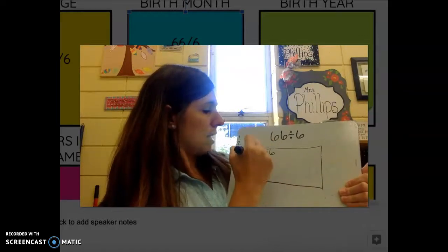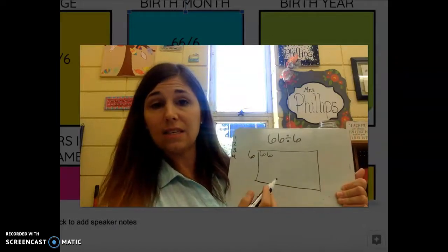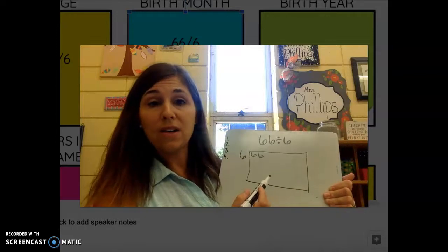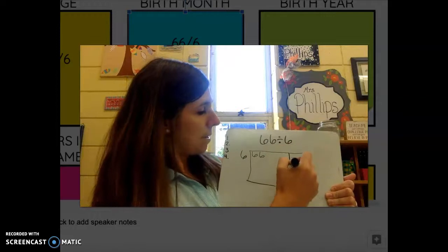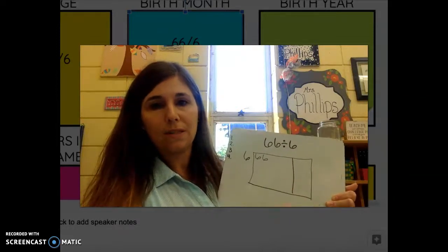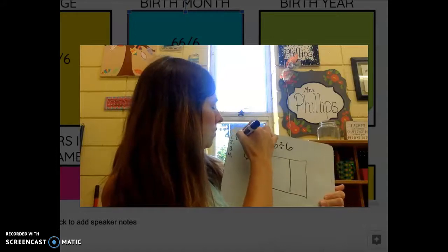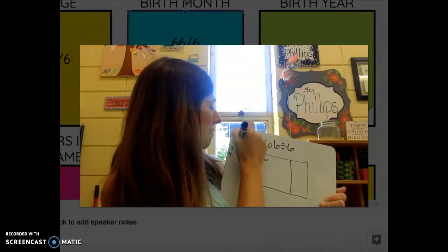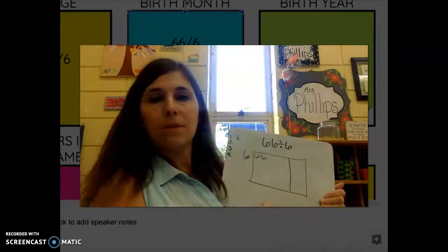66 is going to go inside. The 6 is going to go here on the outside, and since the 66 has two place values, the ones place and the tens place, I'm going to divide my box into two parts, one for the tens place and one for the ones place. First thing I do in a division problem is I divide. So I'm going to write my little division symbol up here.